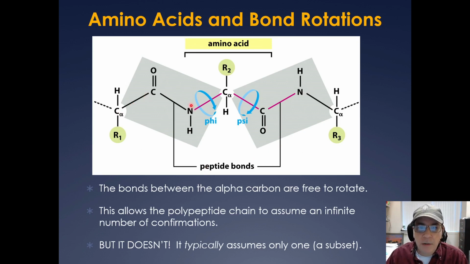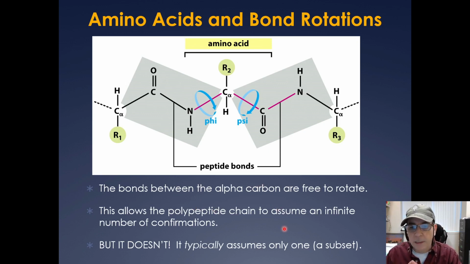Here you have the amino terminal end. You have your central C alpha carbon with the side chain on it, and then you have your carboxy terminal end on this one. Around the C alpha carbon, amino acids can rotate, right? You can have these bond rotations between the two peptide bonds. And the bonds on the alpha carbon are free to rotate in 360 degrees.